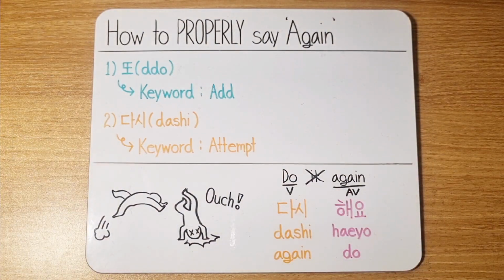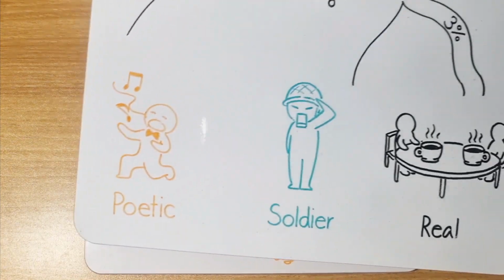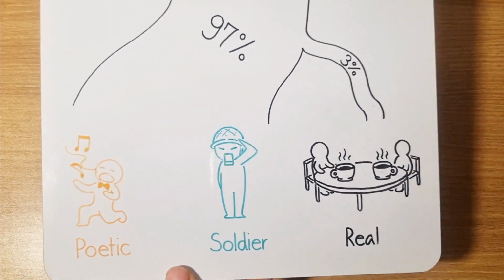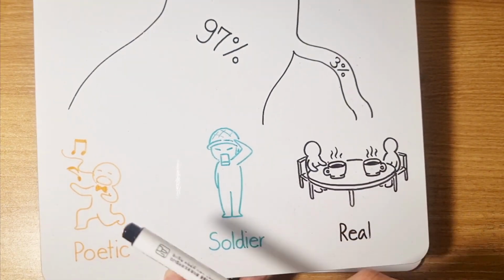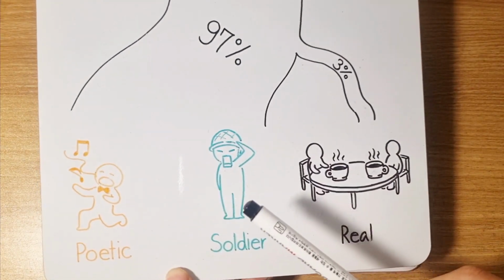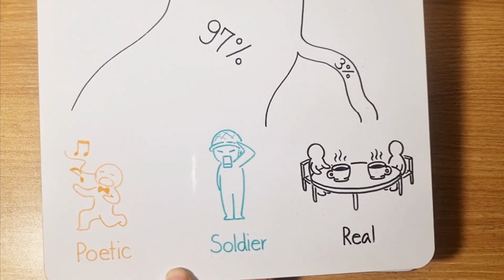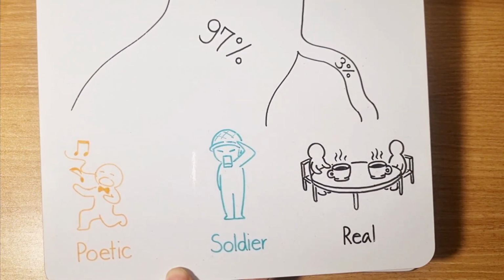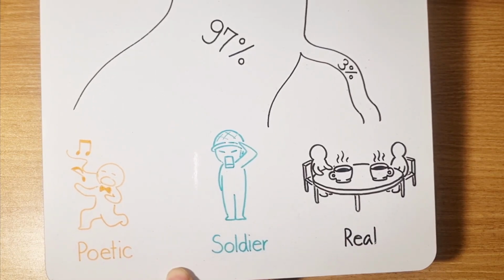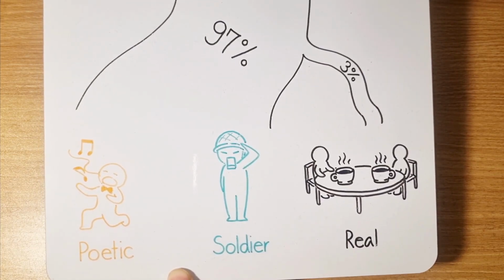Because by and large, there are three types of Korean. Number one, there is the poetic type of Korean. Number two, the soldier type of Korean. And three, the actual spoken colloquial version that you can actually use in real-life conversations.